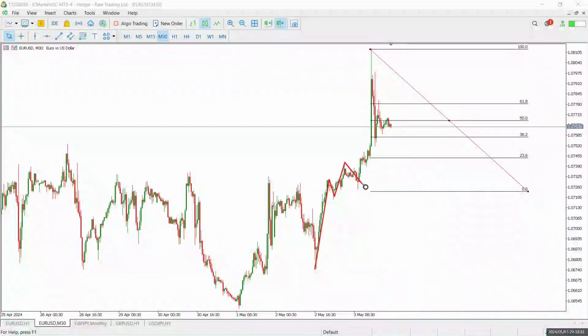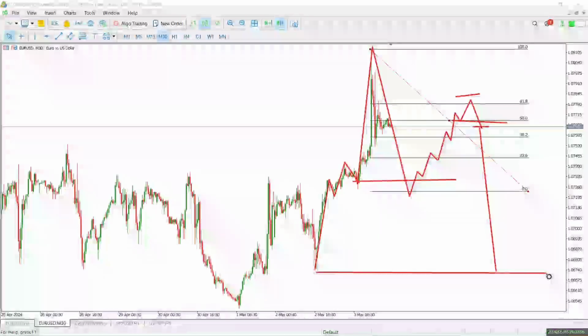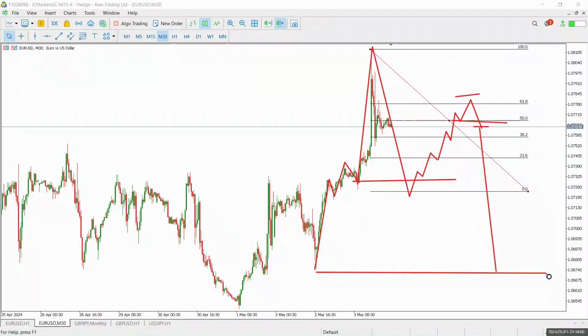Or you can use entry variation 3. First of all, of course, there must be a break of structure. Entry variation 3 entails the structure within the smaller fractal that took price to 61.8. Wait for a break of that smaller fractal, sell, put your stop loss at the high, and sell to the ground level here, sometimes for very massive risk reward.